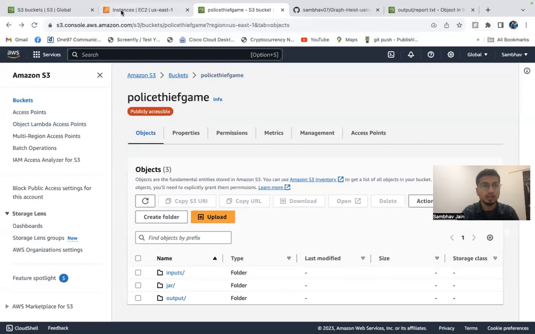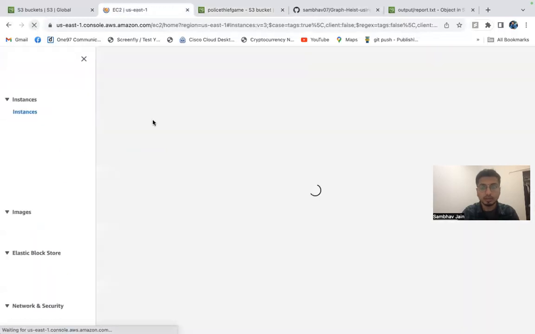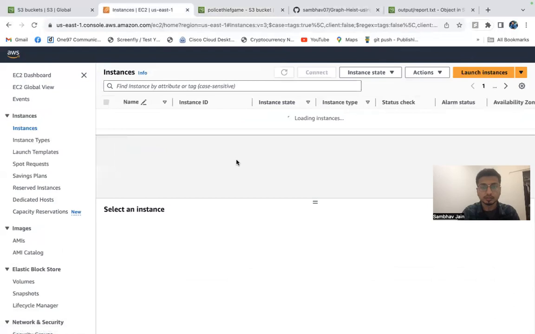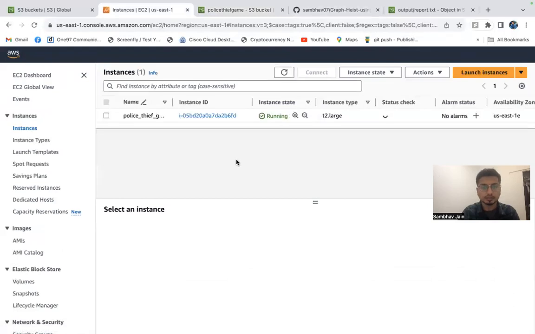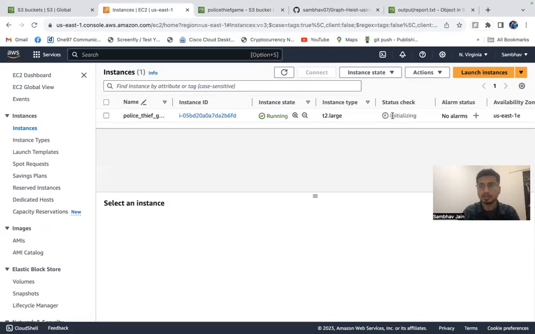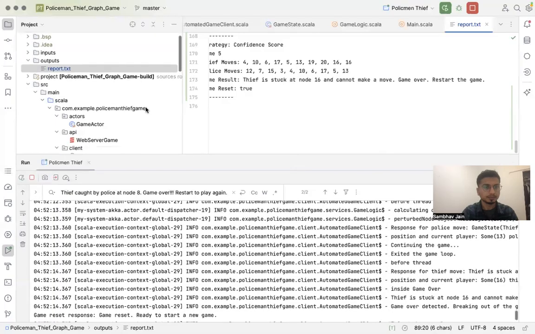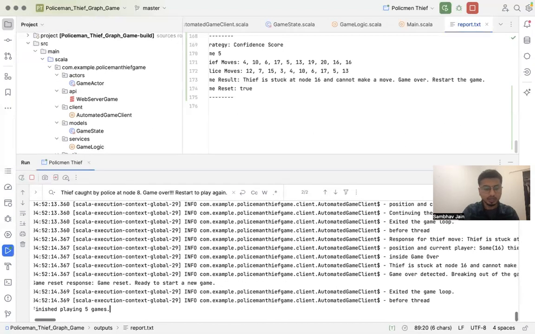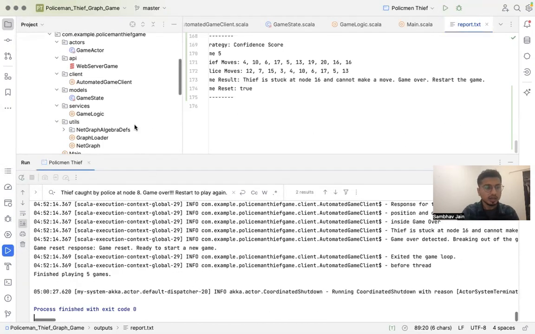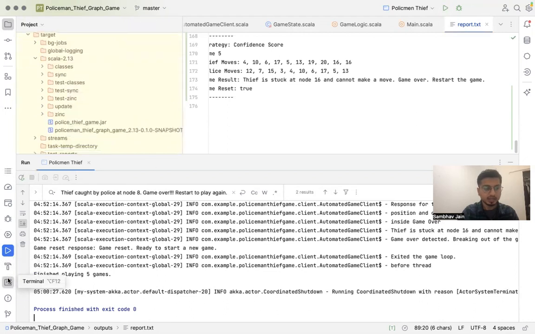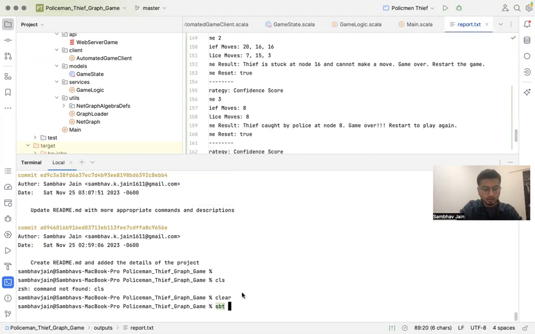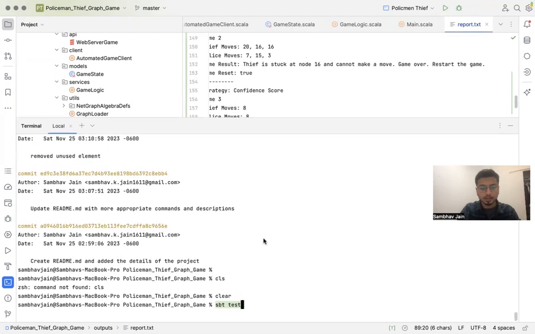Let's check if our instance is already up or not. It's initializing. Meanwhile, what we can do is execute our test cases. I have covered approximately 17 test cases here. So we'll do sbt test and then we'll see the results of all the test suites that we have in place.